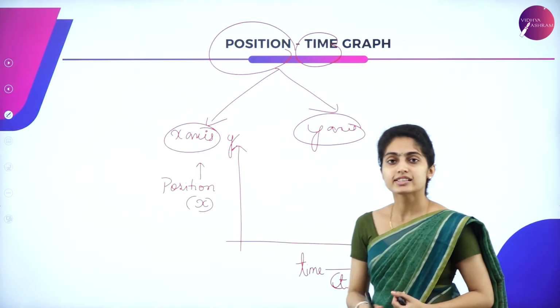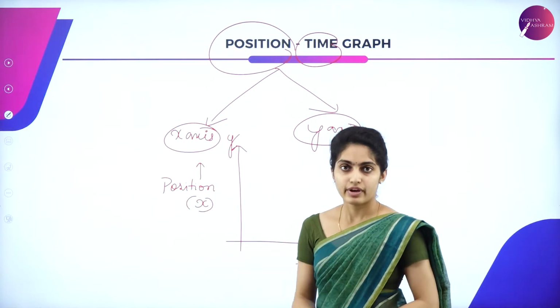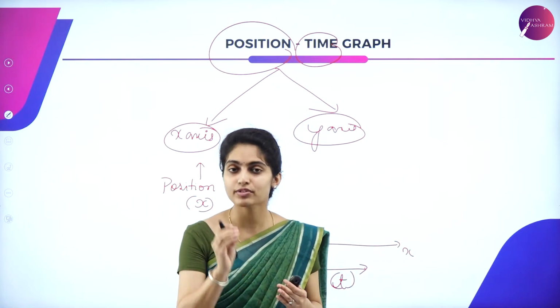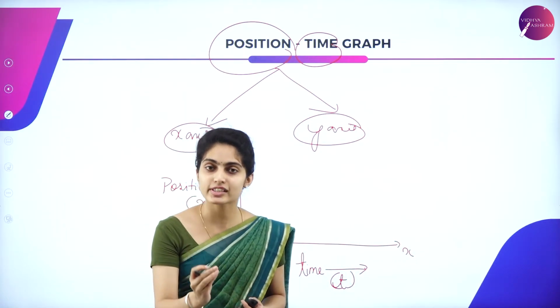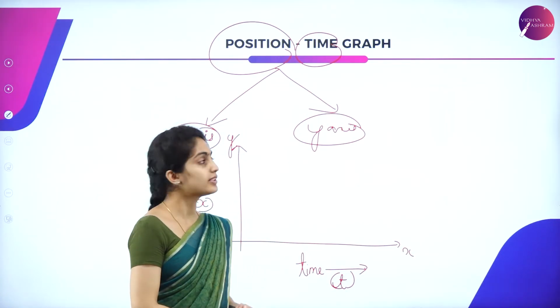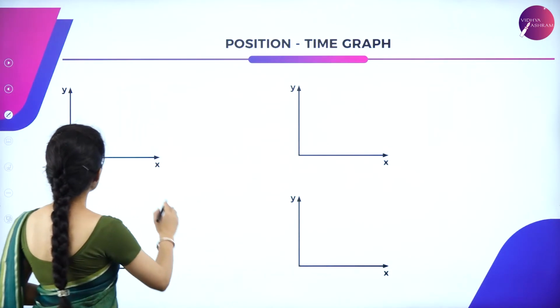This is just a skeleton of the position time graph. Now, having this skeleton, I will represent a few graphs to you and tell you what exactly each suggests, what exactly it depicts. So that is the position time graph. Your one graph tells you that.